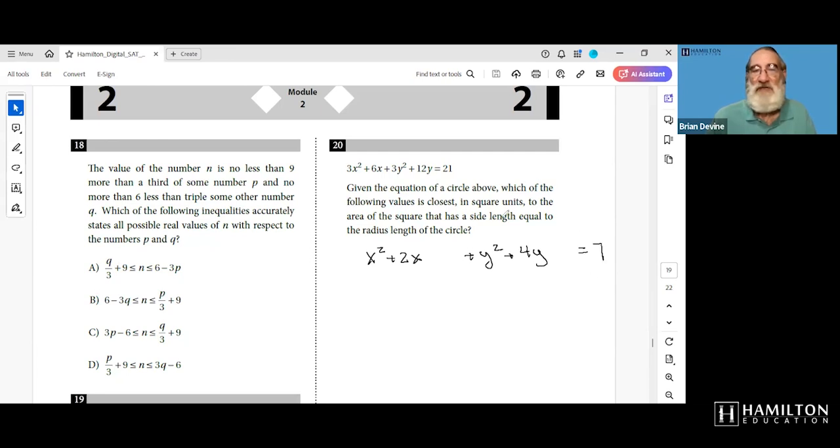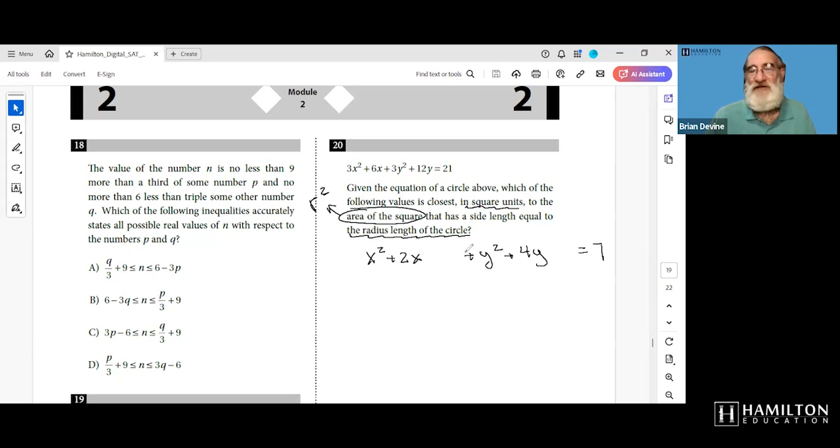Like that. So I just factored a 3 out of every coefficient there. Same thing. Given the equation of a circle above, which of the following values is closest in square units to the area of a square that has a side length equal to the radial length of a circle? Well, then the area of the square must be r squared. It's got to be, because if the side is r long, this would be the area of the square. So we just want to find the area of the square.